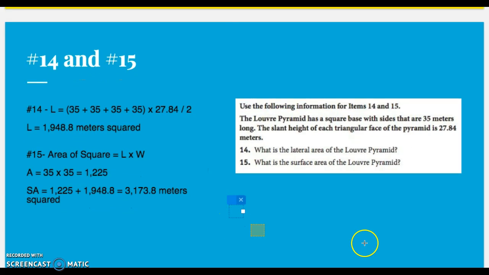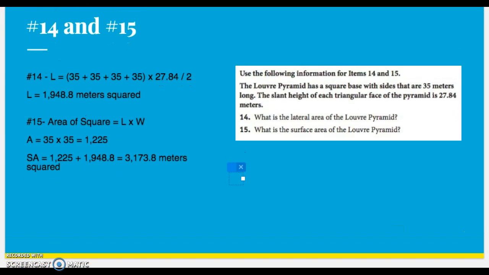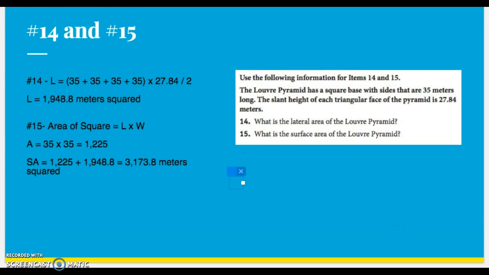So there you have it. There's number 14 and number 15. I hope you found this helpful. I will do one of these for 16, 17, 18, 19, and 20.